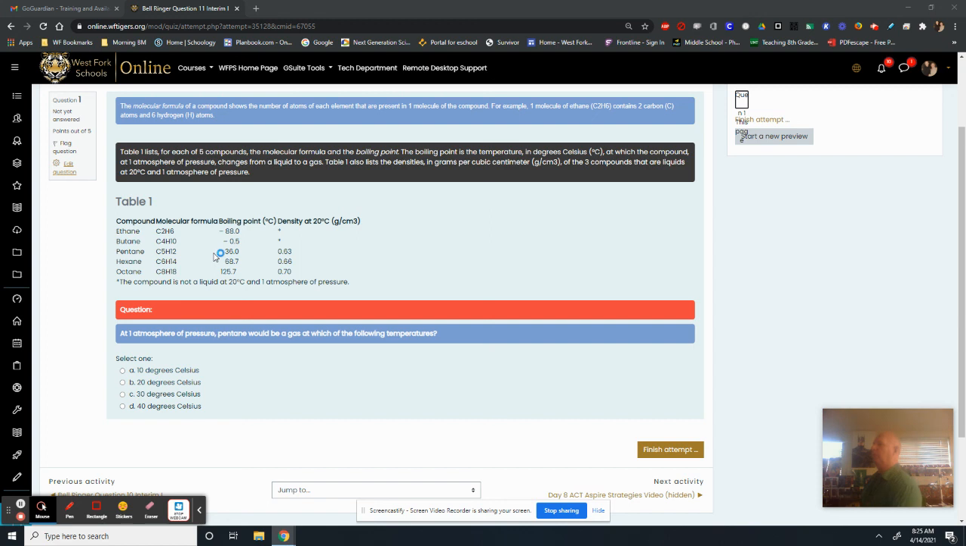So see it. Pentane, Mr. Braxton, is what? Pentane is at 36. Very good. And this question says, at 1 atmosphere, pentane would be a gas at which of the following temperatures? So look at those temperatures. You think it'd be 10, 20, 30, or 40? It's more than 30, right? So the closest one would be 40. 4 degrees difference versus 6 degrees difference.